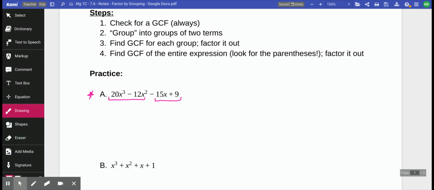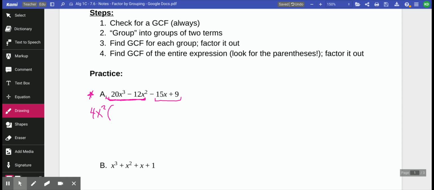So now we're going to find the GCF for each group. So our first group is 20x to the third minus 12x to the second. I'm not worried about the second 2 terms right now. We're just looking at these first 2 terms right here. So what is the greatest common factor of these 2 terms? Well, 20 and 12, you might think 2, but there is a larger one. They're both multiples of 4, right? So we can factor out a 4. And if I look at x to the third and x squared, I can factor out x squared.